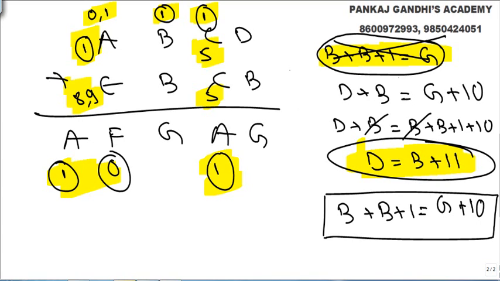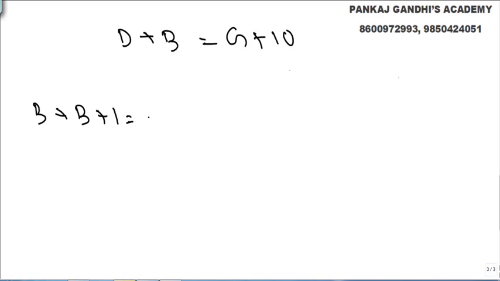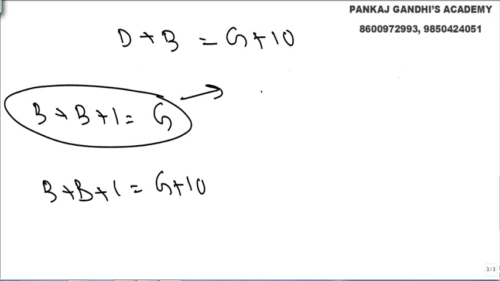We had two choices: B plus 1 is either G, with carry forward 0, or G plus 10. And here we had D plus B is equal to G plus 10. Let's look again. We had D plus B equal to G plus 10, and B plus 1 is either G or, with carry forward, G plus 10. If we try to put this here, D plus B is equal to B plus 1 plus 10.